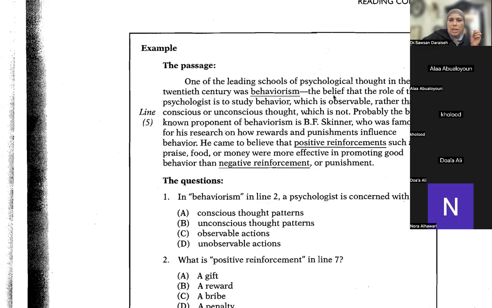So مش مشكلة, إحنا at the end of the day, this school focuses on, you know, let me say, observable behavior, يعني تصرف اللي ممكن تشوفه, alright, yeah. Which of course unconscious thought, which is not, okay. Probably يعني هي تأكيد على unconscious thought, okay.